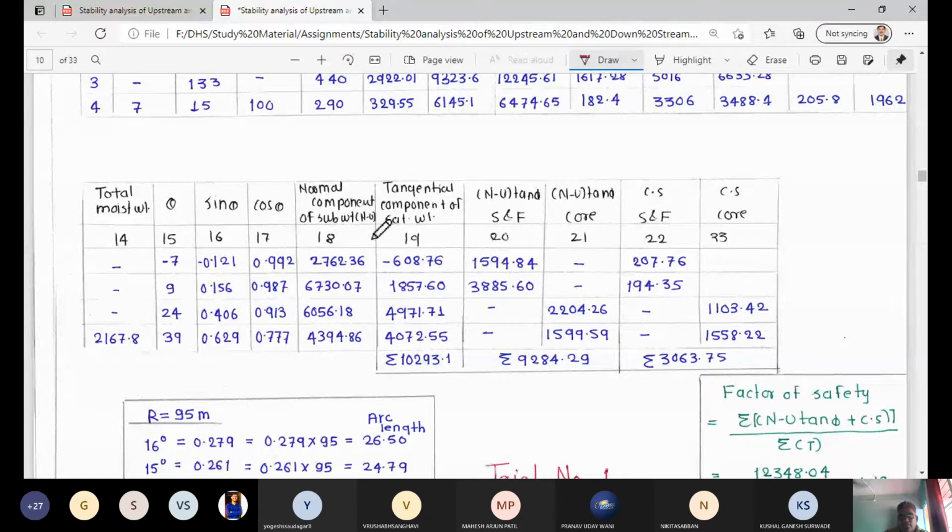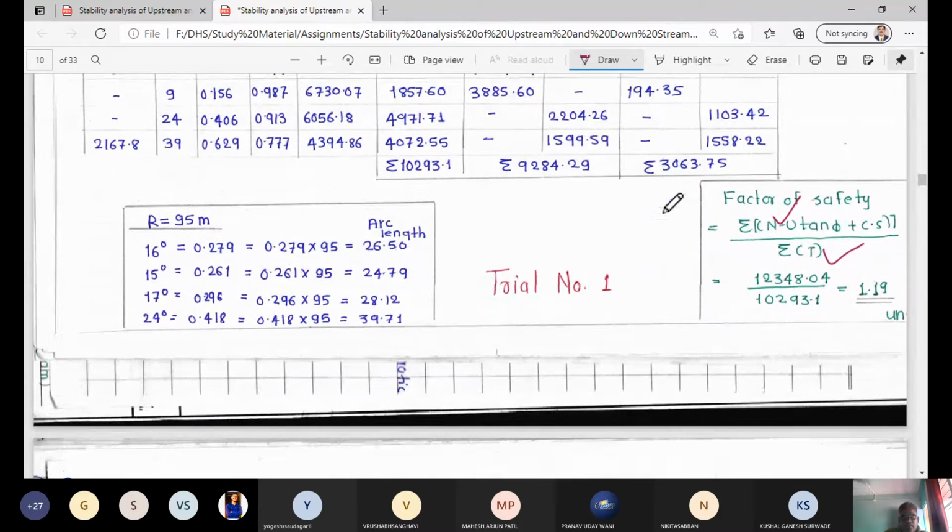So this is the way you need to find out. One more parameter: the tensile force is acting, which is the stabilizing moment, but the disturbing moment is the normal component. As you know these terms, you need to find out the submerged weight, the tangential component, and the N minus U tan phi. Then find out this CS value, that is for the safety, and you will get these answers here.